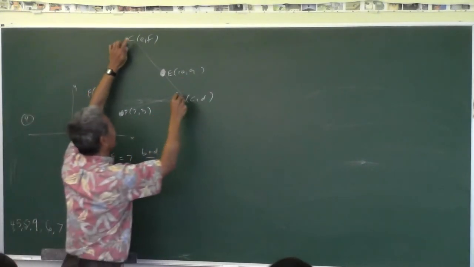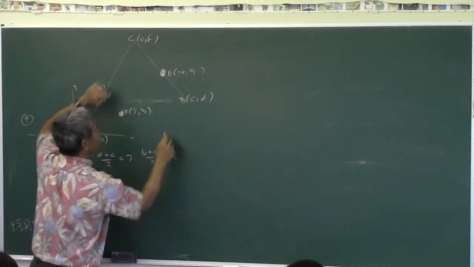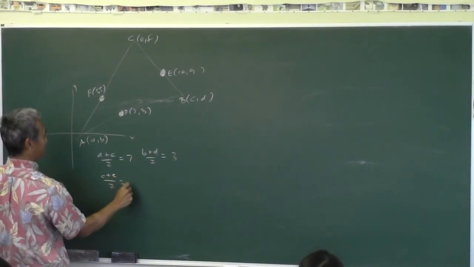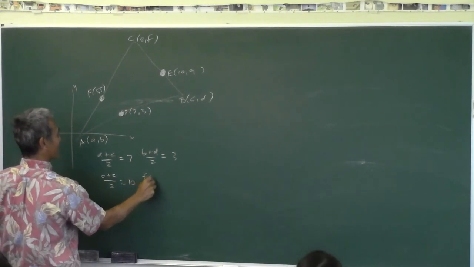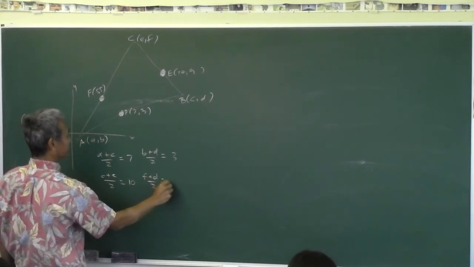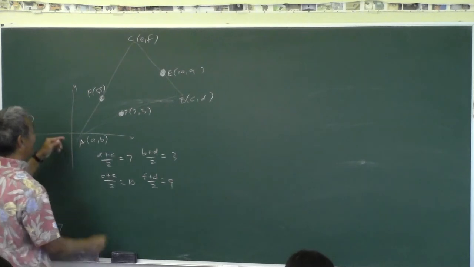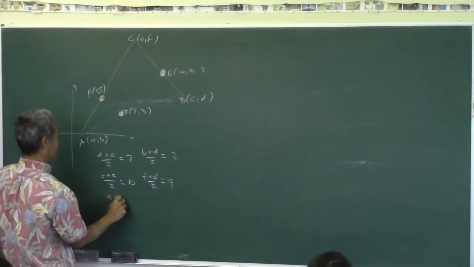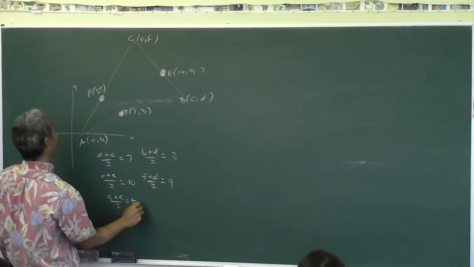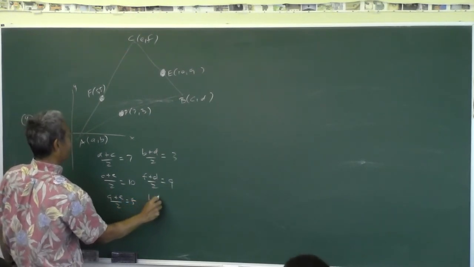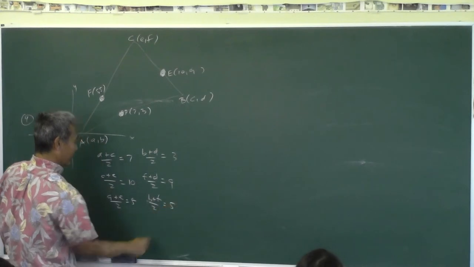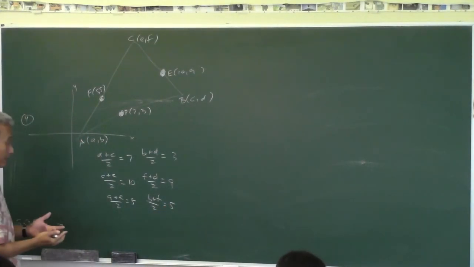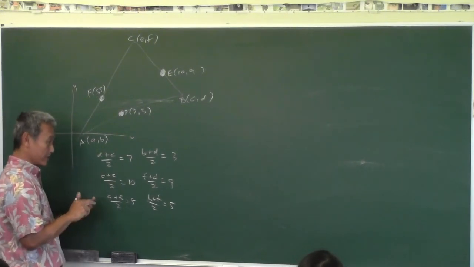Okay, what about these then? So using these two points, what can I write? C plus E over 2 equals 10. F plus D over 2 equals 9. And then finally, using these two points with that as its midpoint, A plus E over 2 equals 5, and B plus F over 2 equals 5. Solve. Now, when you come out of algebra 1, you should be experts at solving two equations, two variables, right?